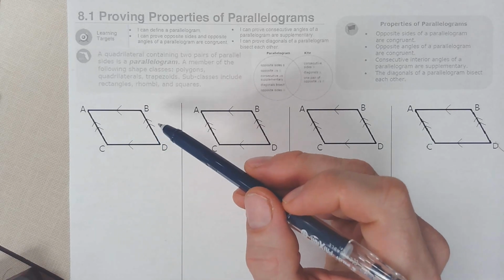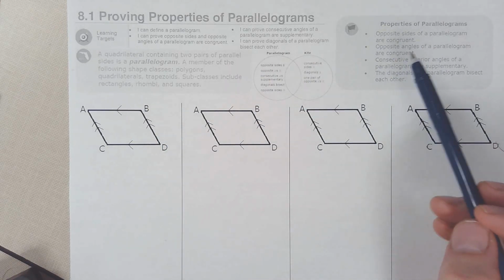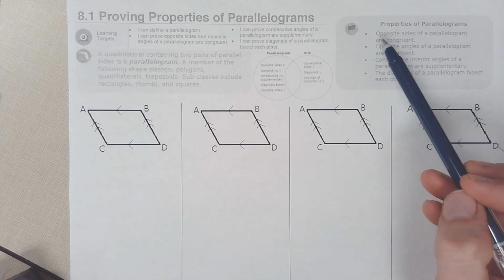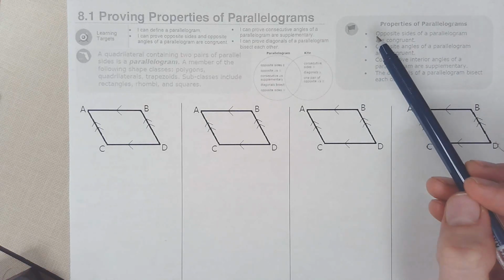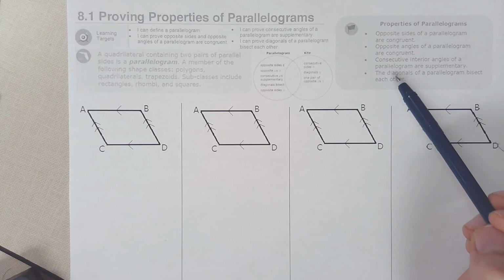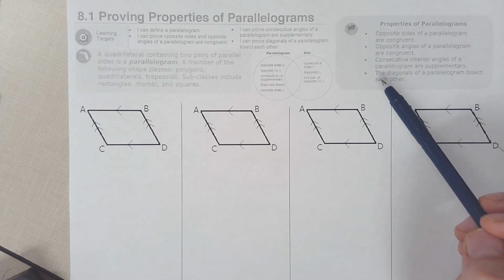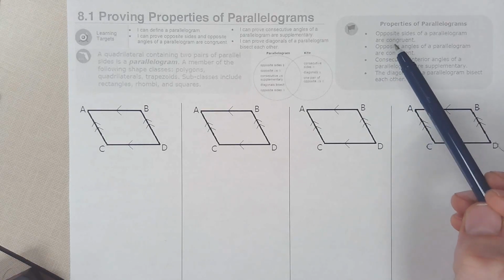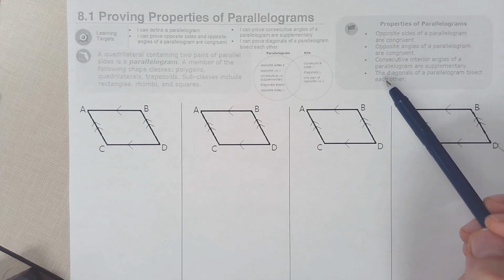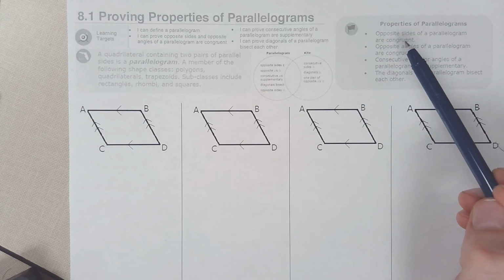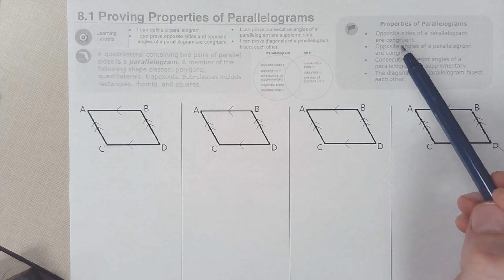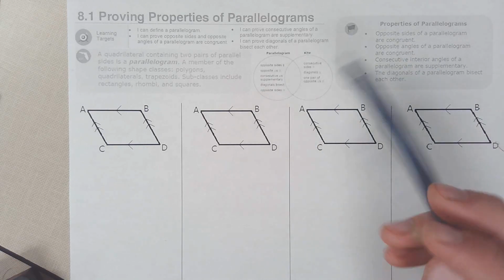And today we're going to talk about these four conditions of a parallelogram and prove to you why these four properties of a parallelogram are true. The first one is that the opposite sides of a parallelogram are congruent.